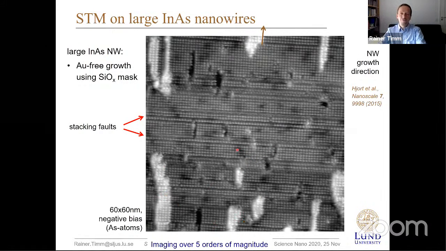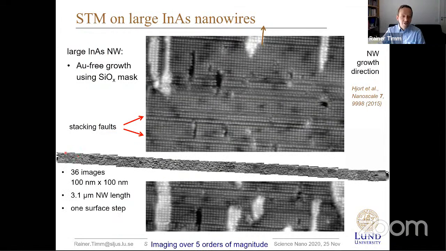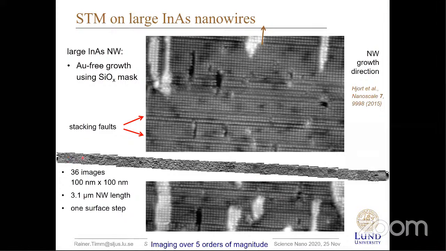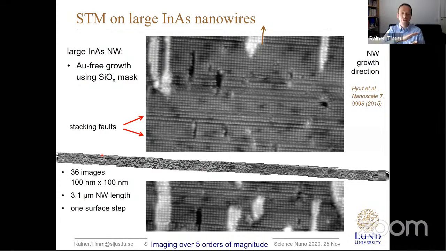And then if you have a very patient student who is sitting in the lab and doing image after image after image, you can end up with a picture like this. This is 36 individual STM images stitched together here to follow more than 3 micrometers of an entire nanowire with atomic resolution. And the interesting feature here was that we found exactly one monolayer high surface step. So that was an absolutely straight nanowire in this case.